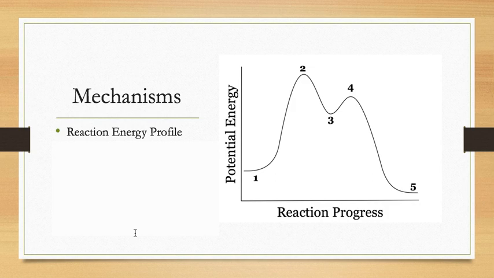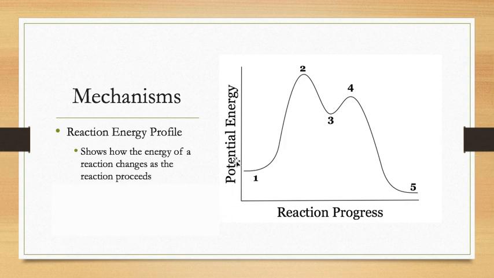Related to mechanisms are these things called reaction energy profiles. This is a representation of the potential energy of the reaction as I convert my reactants into products. So you can see it's got potential energy on the y-axis, and reaction progress is what's listed on the x-axis. What that means is, as I'm going from left to right on this chart, I'm kind of moving through time. They don't call it T, but you can think about it that way. So here I start with reactants, I go through all this, and I end up with products over here.